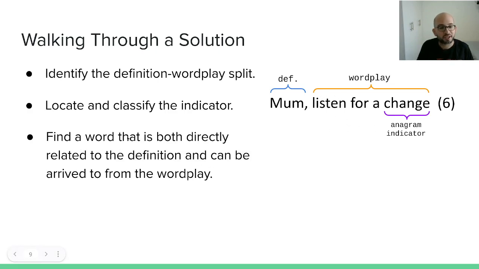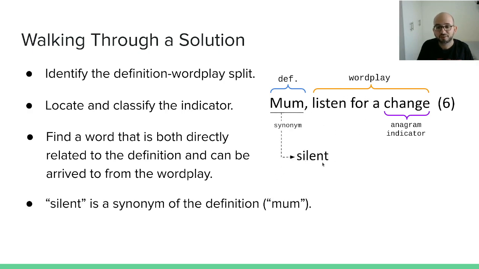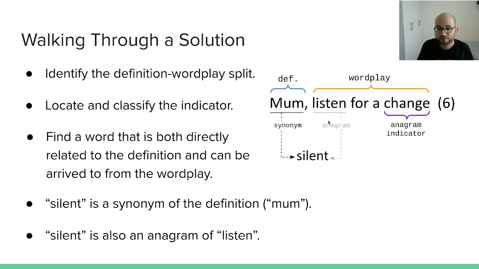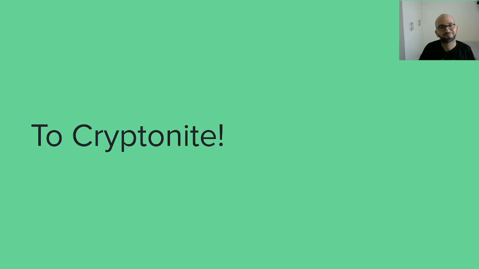Now we want to find a word that is both directly related to the definition and can be arrived to from the wordplay. Note that silent is directly related to mom. It is a synonym of it. This is a case of a misleading surface reading, as we mentioned before. Here mom is not in the meaning of mother, but in the meaning of silent. Second, note that if you take an anagram of the word listen, you get silent. And this is indeed the answer.